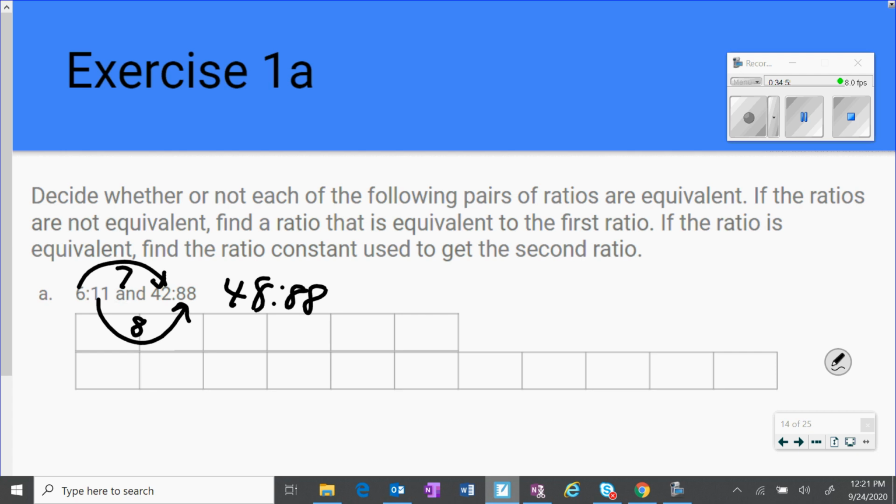What's another one? Yep. What was that? 7? Not quite. How about over here? Anybody? What's another equivalent? Okay, well, Dylan took 6 to 11 and multiplied by 8. He got 48 to 88. All you've got to do is take 7 and multiply both sides, which gives you what?